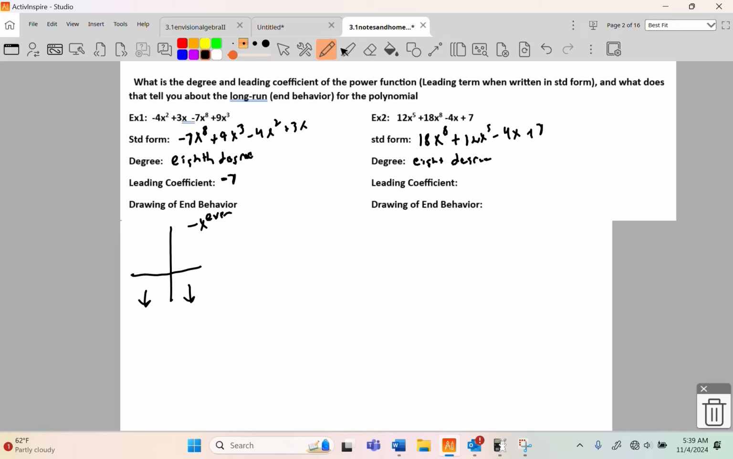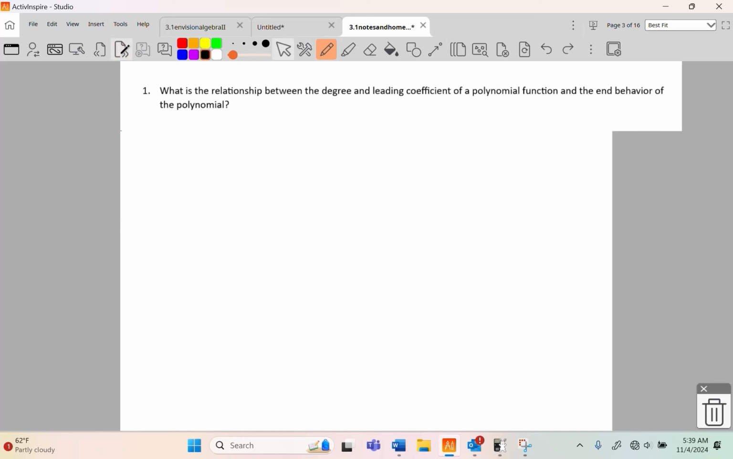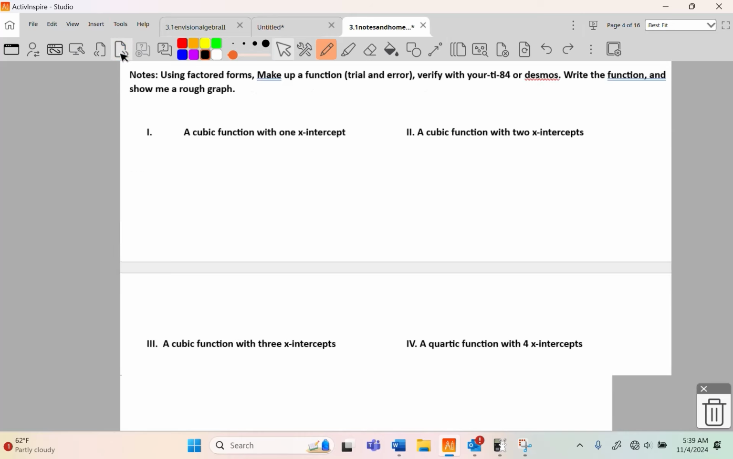That comes again, for those of you who just aren't sure what's going on in life, right there. Leading coefficient is 18. So we're looking at a positive x to the even. And positive x to the even starts high, ends high. Easy peasy, lemon squeezy.